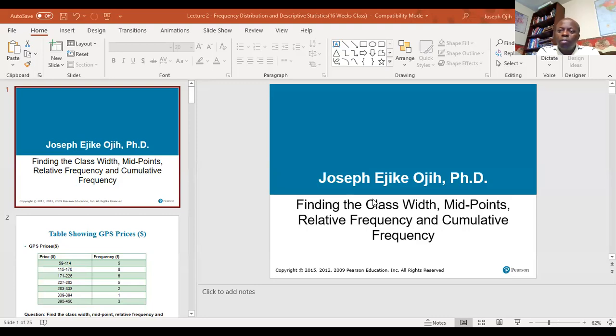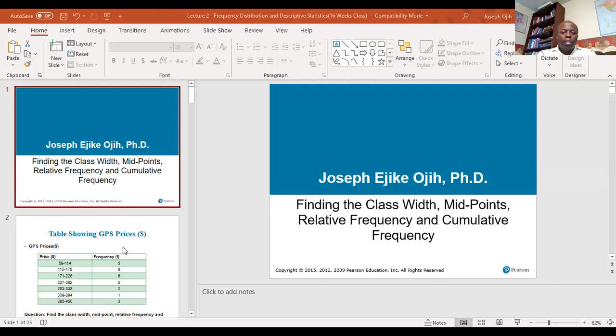Today, my topic of discussion will be how to find the class width, midpoint, relative frequency, and the cumulative frequency when you are given a frequency distribution table. Usually a frequency distribution table has the class interval and their frequency. So that's what I'm going to show you today.